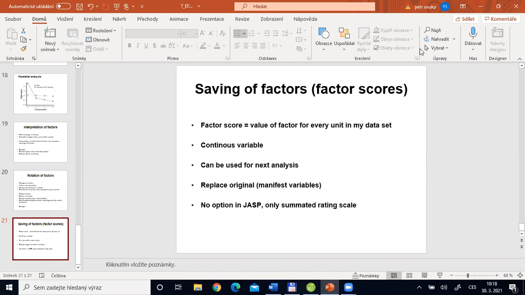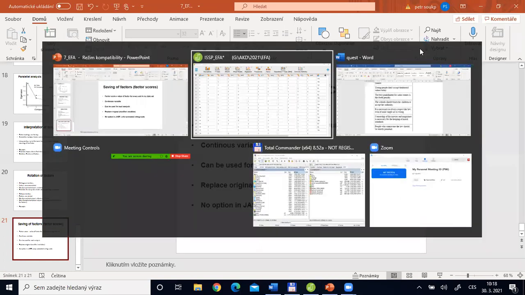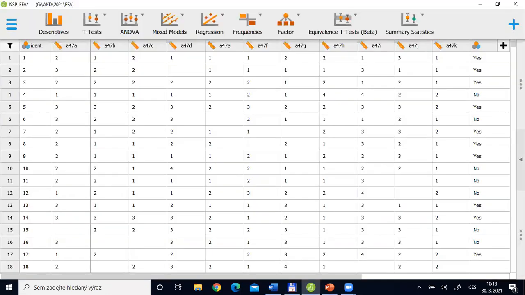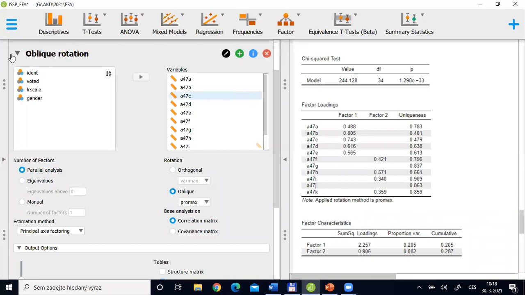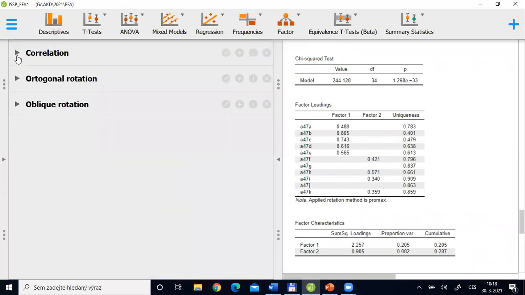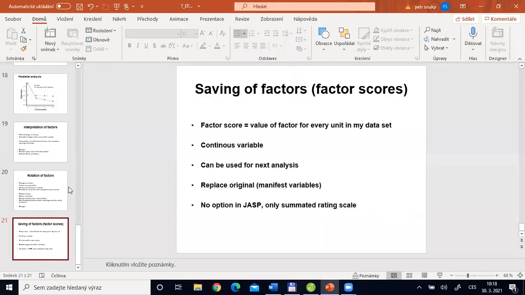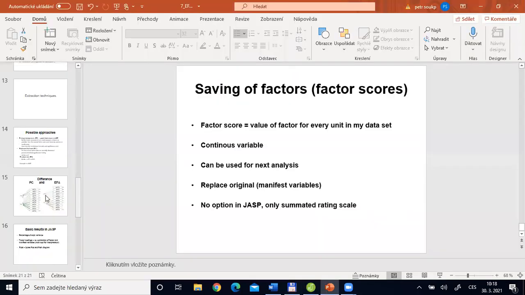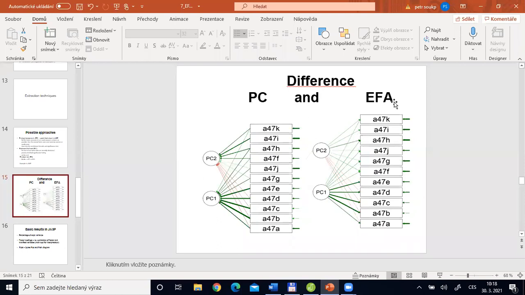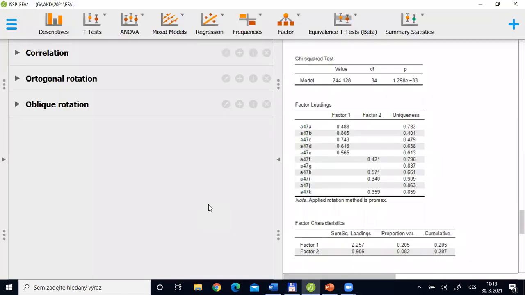So that's the end of our presentation, and I would go once again to JASP and only show you the closely related procedure, principal components. Once again, the difference between principal components and EFA is here. For EFA, dependents are observed variables. For PC, dependents are factors, it means hidden dimensions. So that's the basic difference between these two solutions.